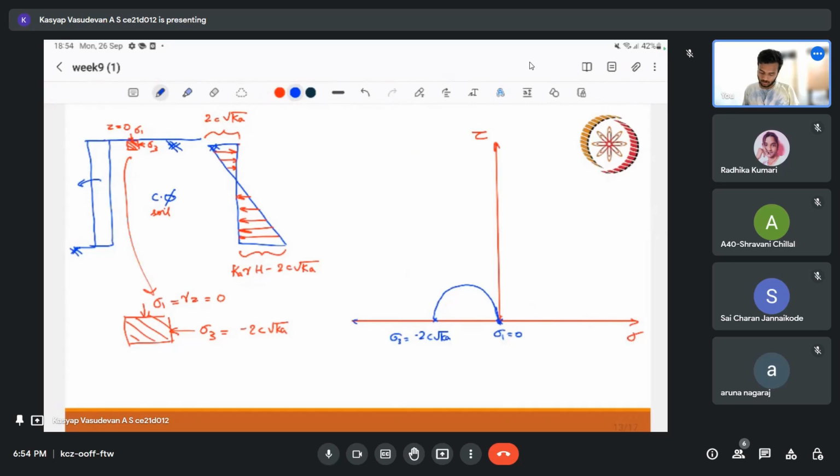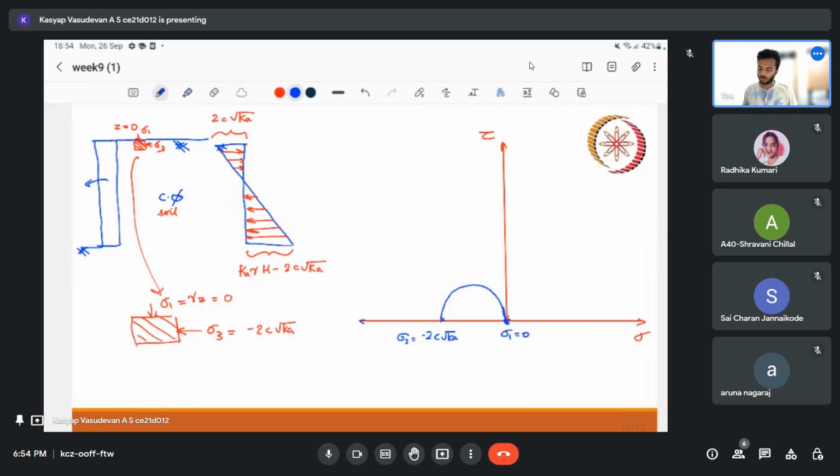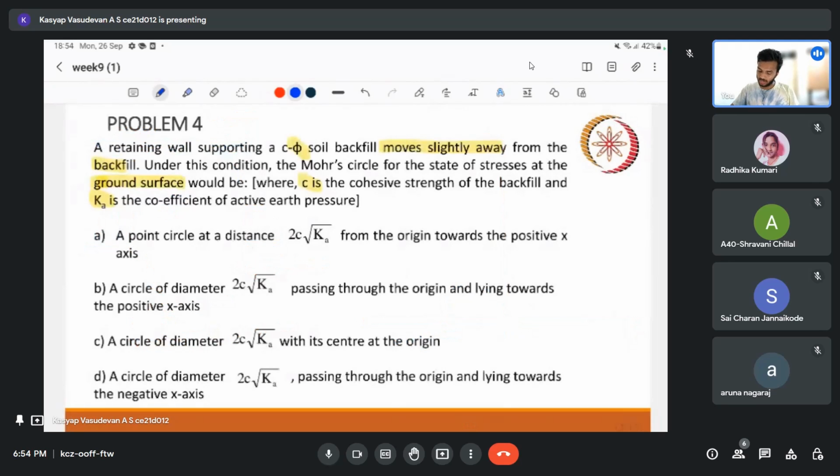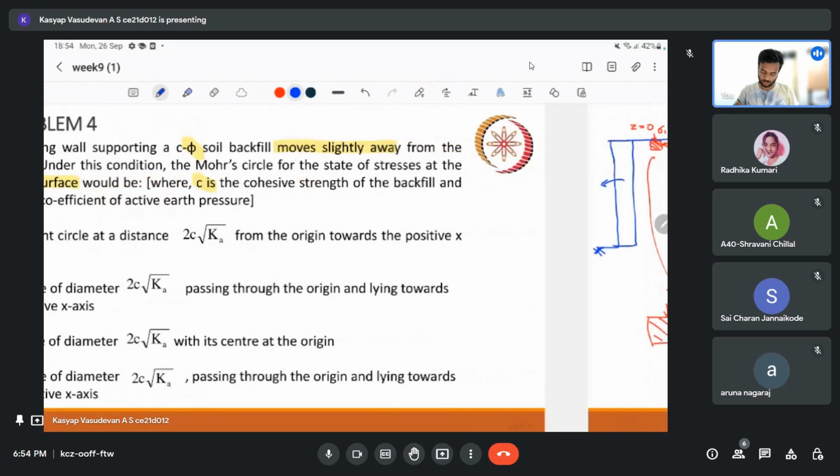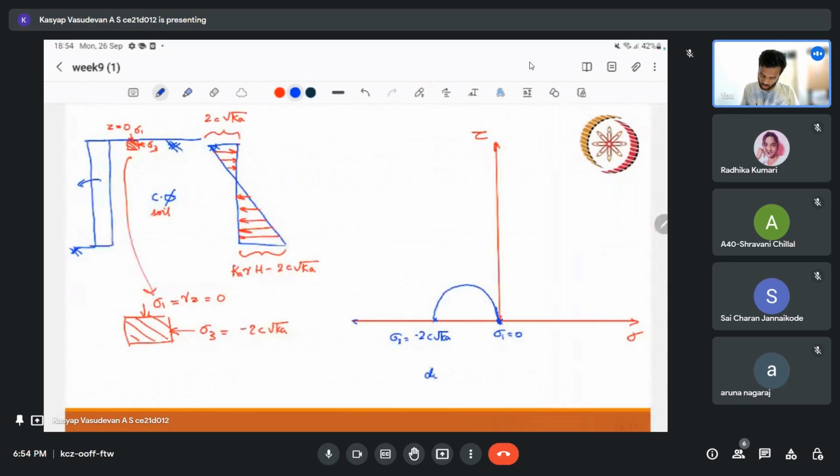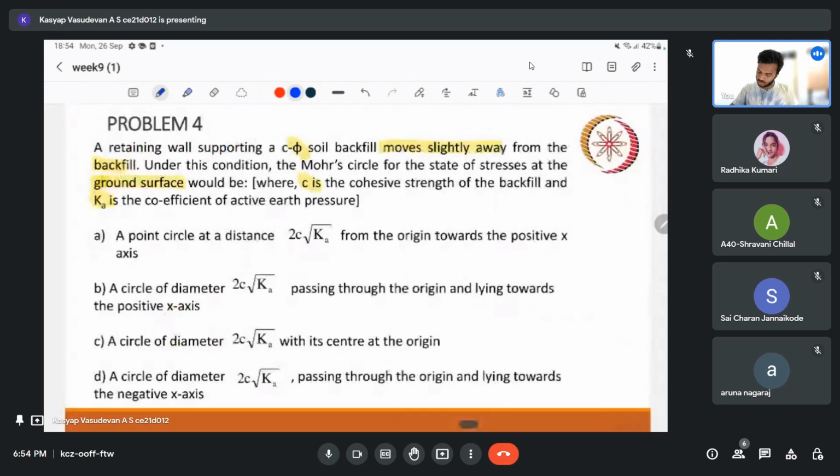So let us see what the options are. One option is, A is point circle. So it's not a point circle. We know that the diameter of the circle is 2c root ka, and sigma 1 is at origin. So this is not the answer.